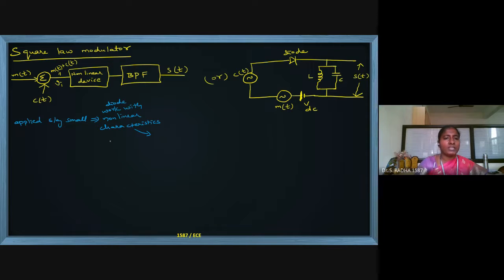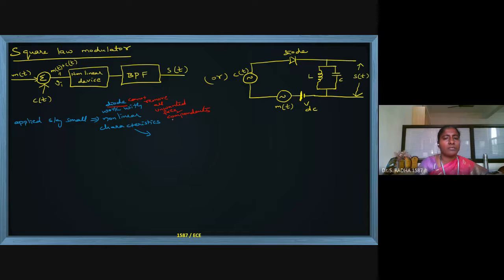This nonlinear device cannot remove all the unwanted frequency components, so we are putting a band pass filter in addition. This diode cannot remove all unwanted carrier components, all unwanted frequency components.